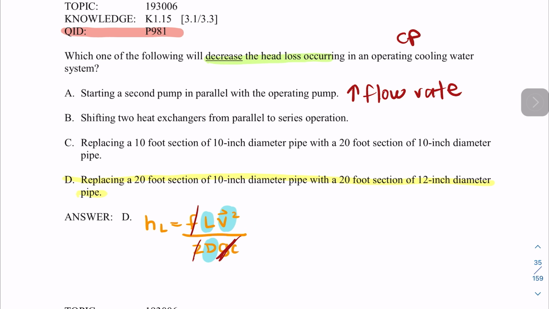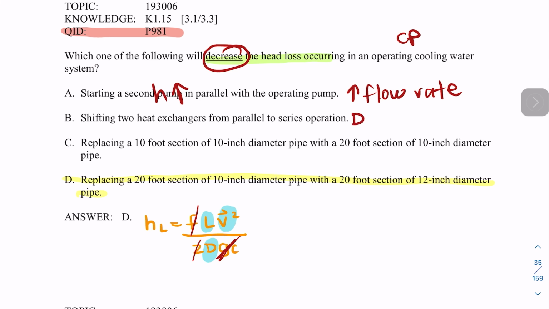So in this one, the head loss increases, but what I want is the one that decreases. So let's take a look at the next one. It says shifting heat exchangers from parallel to series. Shifting heat exchangers from parallel to series is going to affect the diameter, right? So what is being affected in here?